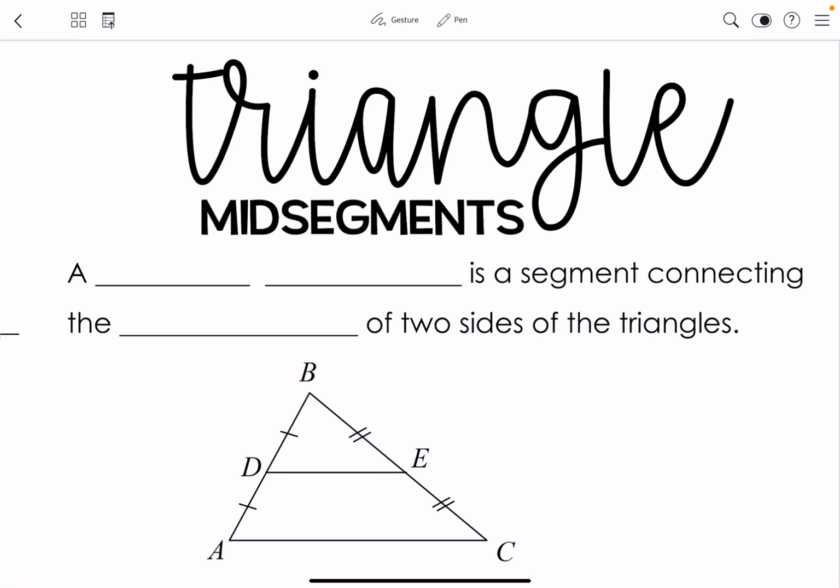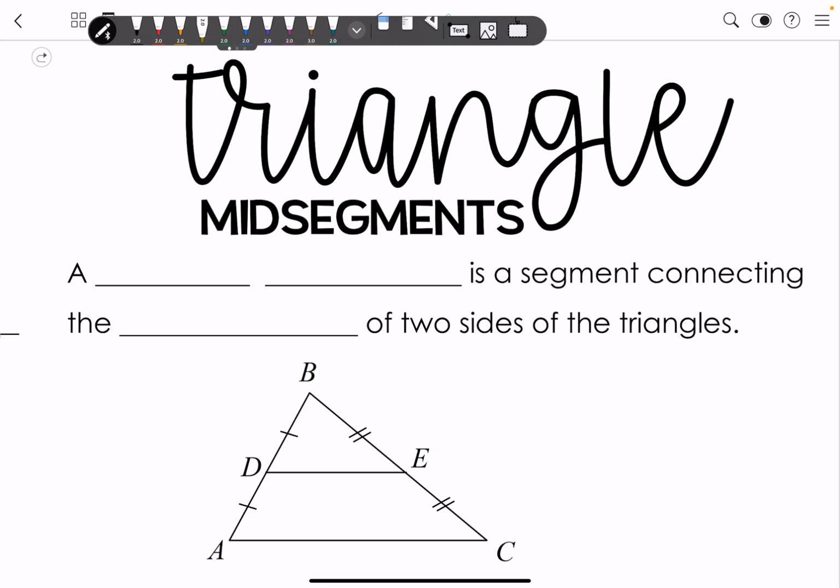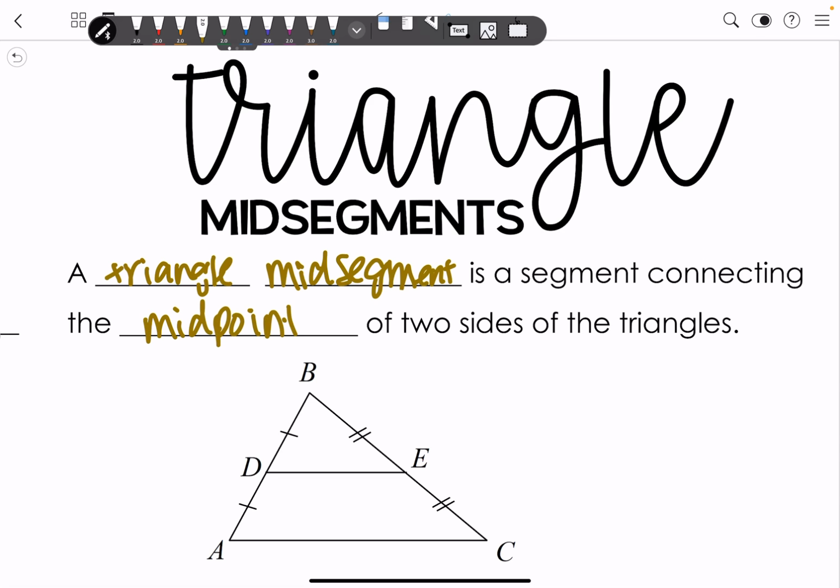Hey everybody, so we're going to be talking about triangle midsegments today. Now, a triangle midsegment is a segment connecting the midpoints of two sides of the triangle.